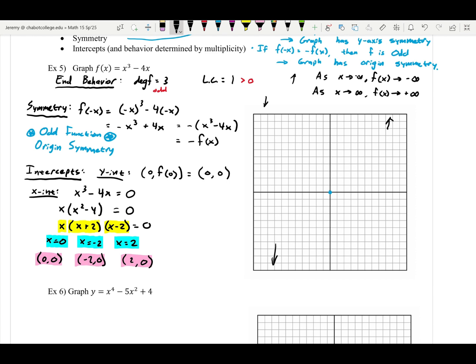So I've got a bunch of information now. I have my x-intercepts, I've got my y-intercepts, I know I have origin symmetry, I have my end behavior. So let's start graphing this. Since my x-intercepts are relatively small numbers, I'm going to set my scale like this. Every 2 boxes is going to give me 1 unit. Like this.